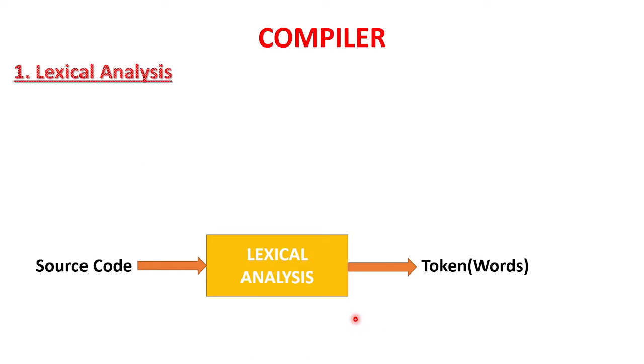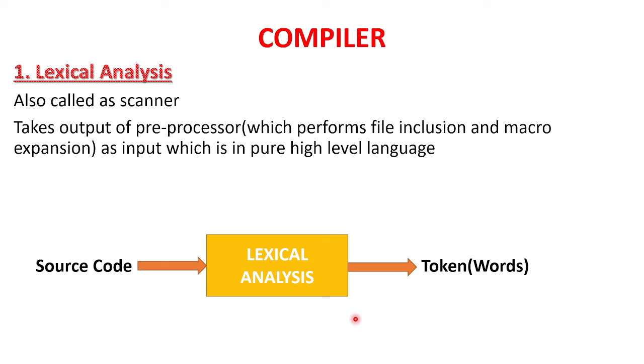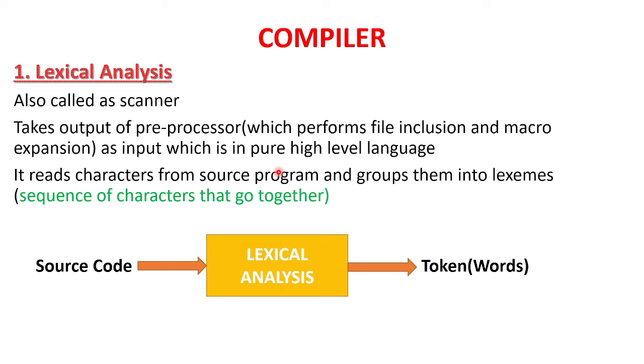So first step is lexical analysis in compiler. It is also called a scanner. It takes output of preprocessor which performs file inclusion and macro expansion as input, which is in pure high level language. It reads characters from source program and groups them into lexemes. Now what are lexemes? Sequence of characters that go together. From the lexemes, tokens are made.